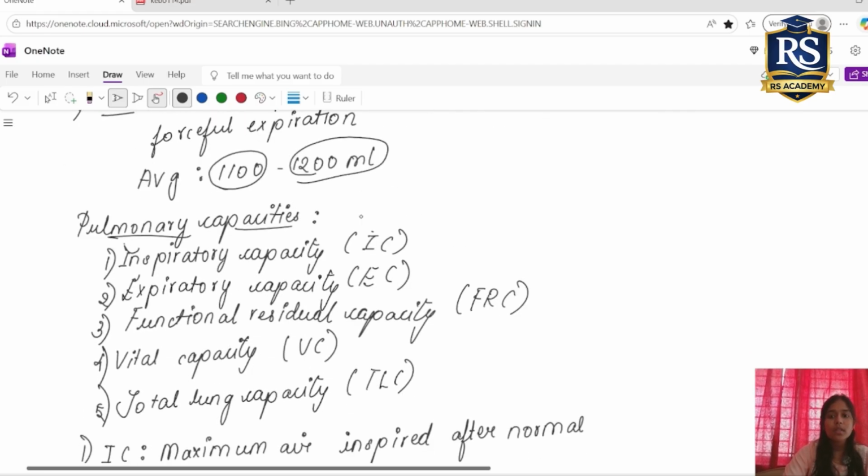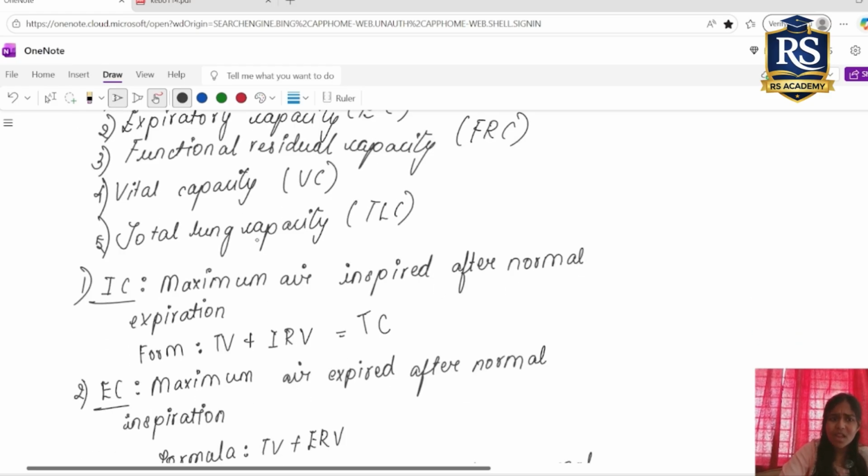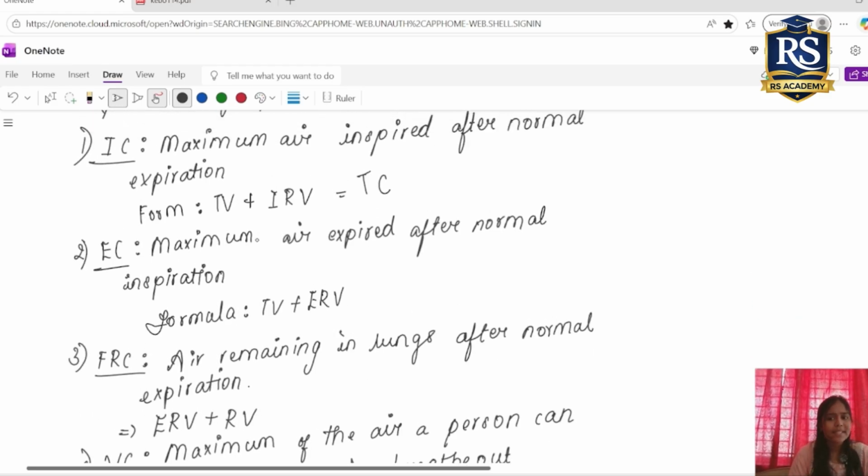Okay. So now let's move on to the pulmonary capacities. There are 5 types of pulmonary capacities: inspiratory capacity, expiratory capacity, functional residual capacity, vital capacity, and total lung capacity. Okay. Now let's see inspiratory capacity. Okay. What is inspiratory capacity? It is the total amount of air a person can inhale after normal expiration. He exhales normally and he inspires the maximum amount of air.